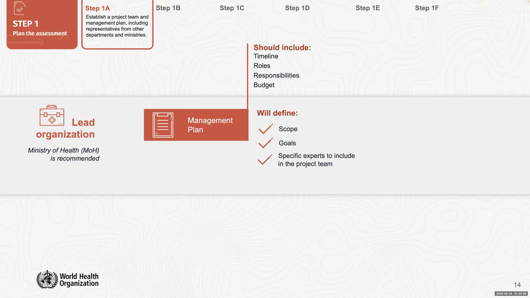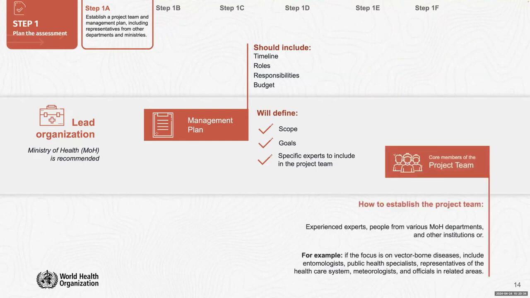So that is extremely important because they will need to develop a management plan that would include the timeline, the roles of each one, responsibilities. They will have to allocate a budget for this work. They will also define the scope of the project. They will identify the goals and what experts they will need to have in a particular team.